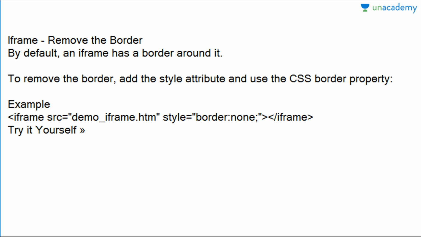To remove the border, we need to apply the style attribute in the iframe tag. Let's see how we apply that. We use iframe src equals demo_iframe.html. Then we apply style equals border none. By this, the border is set to none, and the iframe is now closed. When you see the output of this code, a border will not be displayed around the iframe. So you need to try this code in your own editor and see how the iframe without a border looks.